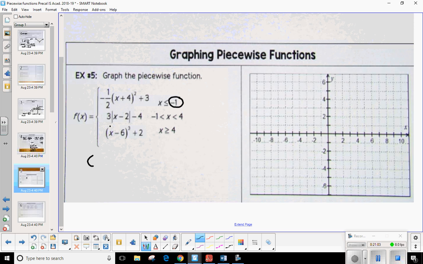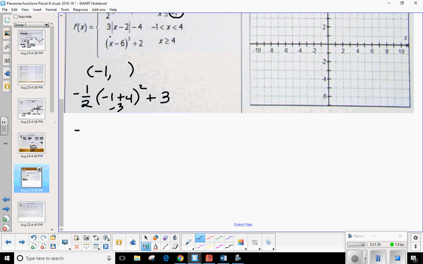So for this one, I know x is -1, but I want to figure out the y value that goes with it. So I'm going to plug it in. -1/2 times, instead of x plus 4, -1 plus 4 squared plus 3. Okay. I just want to substitute and simplify. So let's run through this together. -1 plus 4. -3 squared. 9. Now it is positive because we square it. So squaring it means I want to take that number and multiply it by itself.